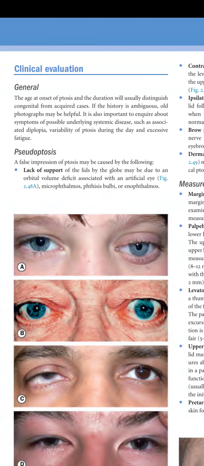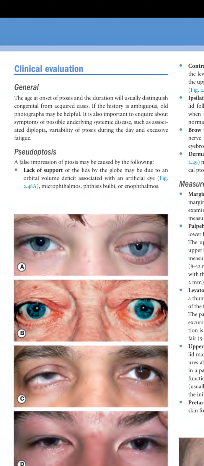So history is sometimes important. You must differentiate whether it is a congenital ptosis or acquired ptosis. And you can also take the history for any myasthenia symptoms, like diplopia, variability of the ptosis during the day, and fatigue.